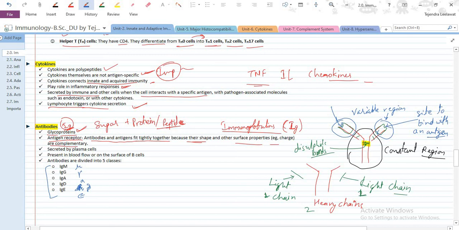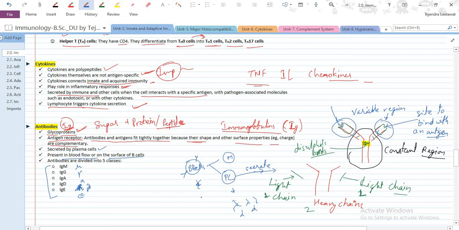All these antibodies are secreted by the plasma cells. As I told you, a B cell divides into two cells: one is the memory cell and one is the plasma cell, and the plasma cells start secreting the antibodies. That's why plasma cells are very important for antibody secretion. Antibodies are present in the blood flow or on the surface of the B cells, as I told you in the above point also. They can be released from the plasma cell into the blood flow, and they might be present upon the surface of the B cells.